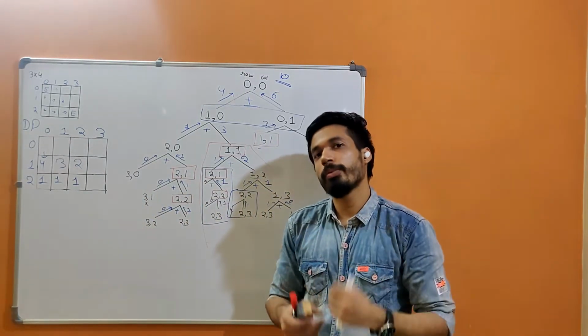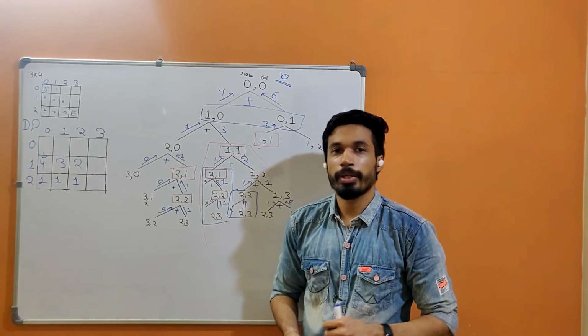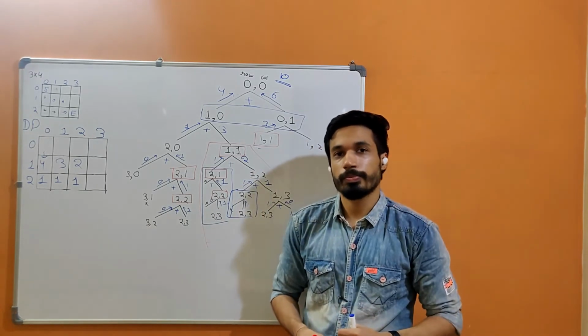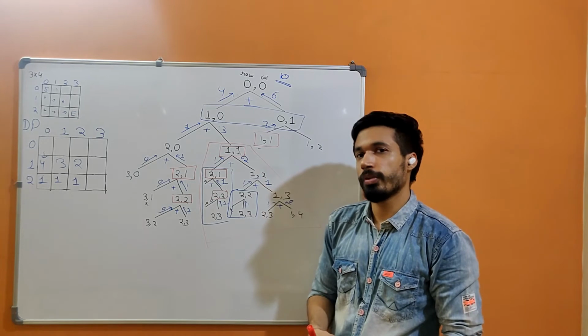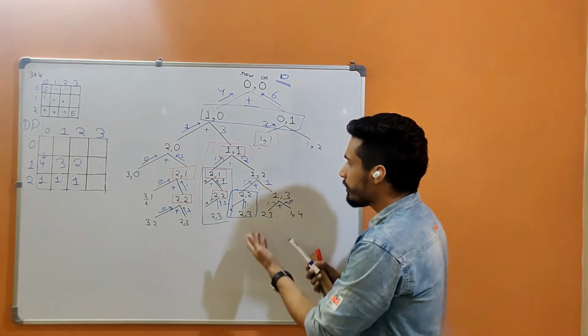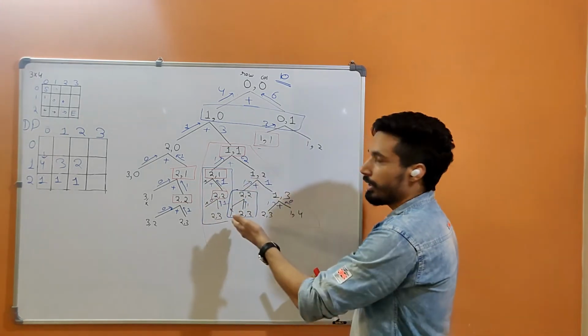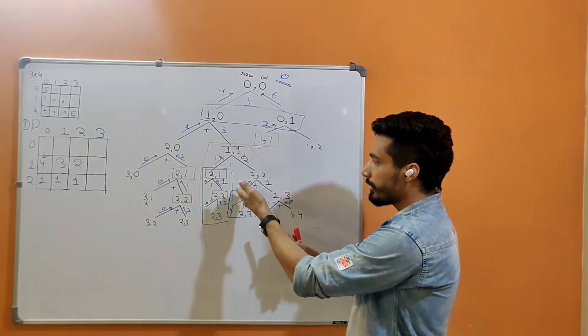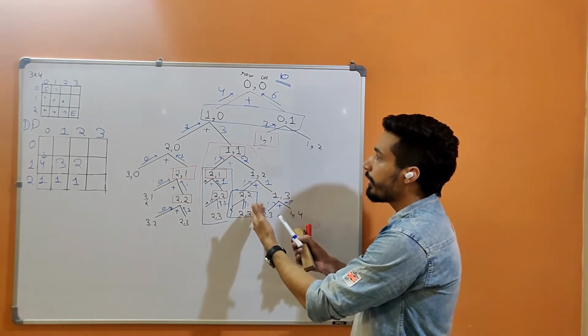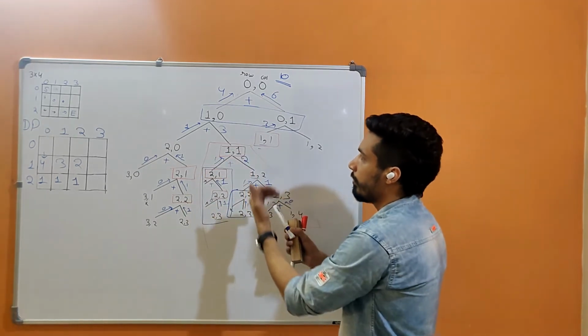But there's one more approach for dynamic programming, that is the bottom-up approach. In the bottom-up approach, what we actually do is we first compute the bottom results or bottom subproblems, then we compute the top subproblems.